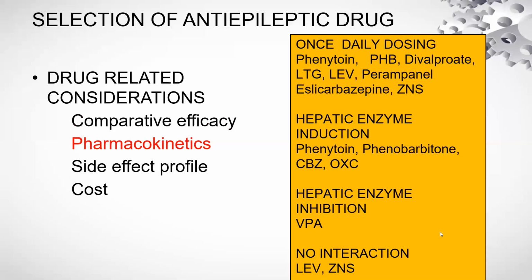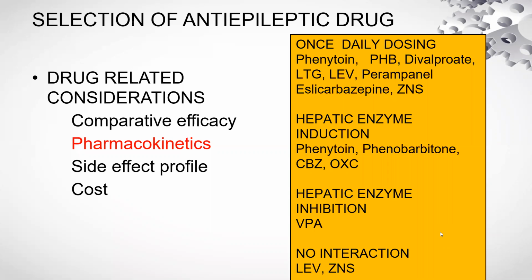Now, coming to pharmacokinetics, it can also help in deciding which drug to choose. Many of these drugs can be used as twice daily dosing. However, some of these drugs can also be used as once daily dosing. Once daily dosing improves compliance of the patients, which can improve seizure control.